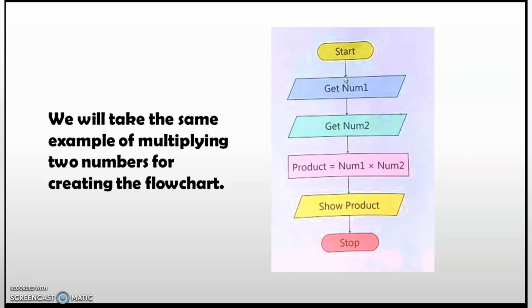Now again this is in the parallelogram. Why? Because this is output this time. I have already told you any input or any output is shown with the help of a parallelogram. And at last you can see we are terminating the program, or ending the program, again with the help of a rounded rectangle, or we can also use an oval in place of this.